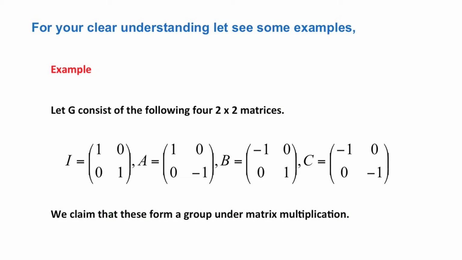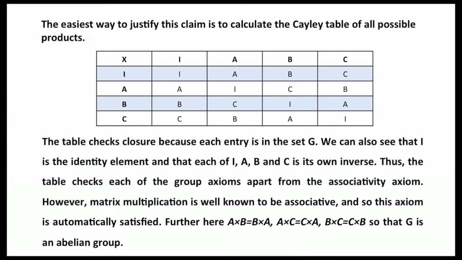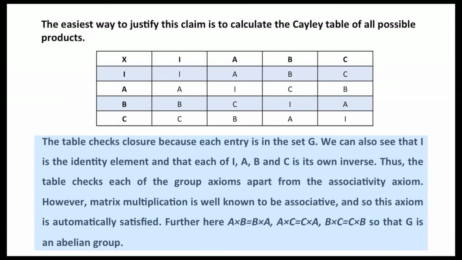Let G consist of 2 by 2 matrices. Please look at the board. We claim that these form a group under matrix multiplication. The easiest way to justify this claim is to calculate the Cayley table of all possible products. Look at the board. The table checks closure because each entry is in the set G.